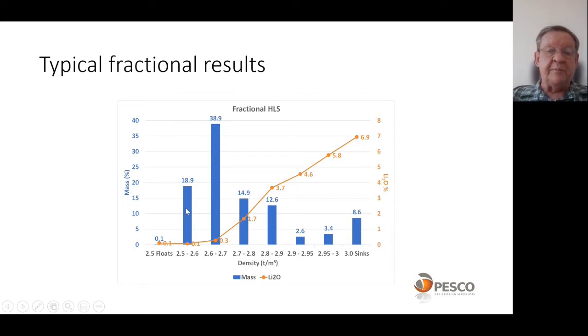The blue represents the mass in each density fraction that we've analyzed, and the orange is the lithium content. You can see there's a lot of material between 2.6 and 2.8, with very low lithium there, so we don't have the case here where you've got both petalite and spodumene in the ore body. The sinks fraction is where the spodumene would result. You can see 6.9% lithium, and remember, spodumene has an 8.03% maximum, so that's a good quality product.